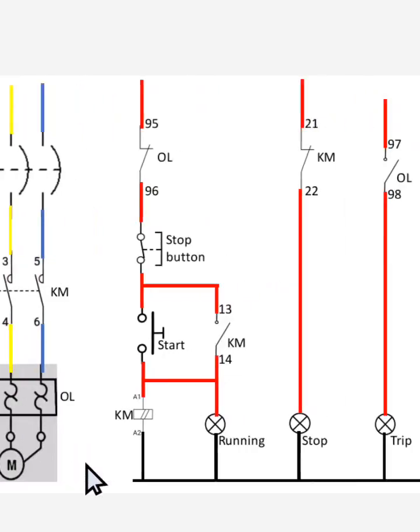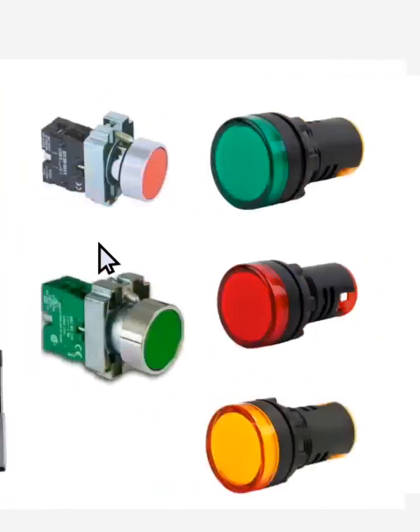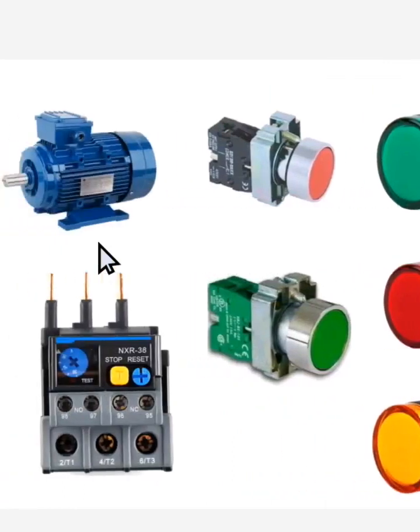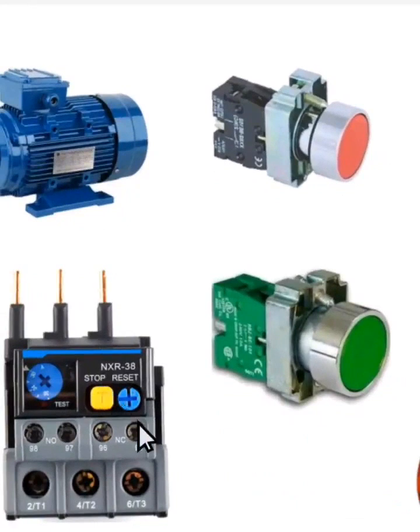Now this is the control diagram. The control diagram is usually wired through the normally closed contact of the overload. From there it goes to the stop button. Let me show you the normally closed contact of the overload. This is an overload, as you can see. This side is normally closed. This is normally closed contact 95, 96, and this side 97, 98 is normally open.